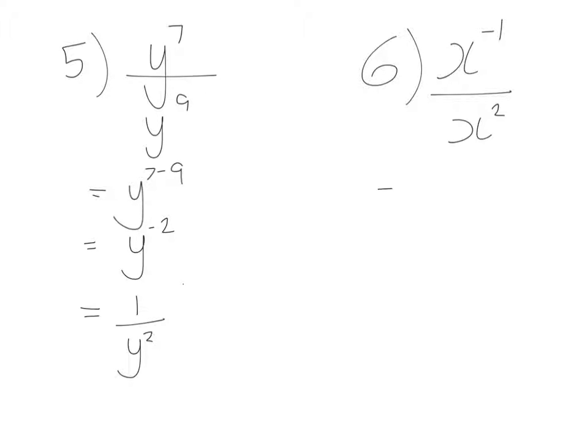Number 6, we are dividing, so it's x to the minus 1 over x squared. So that means we're going to do minus 1 minus 2, because we're dividing, which is going to be minus 3. Okay, so if we can get it from here to here, then we're fine. Not covered this yet, but if we wanted to write this with a positive power, we would write that as 1 over x cubed.